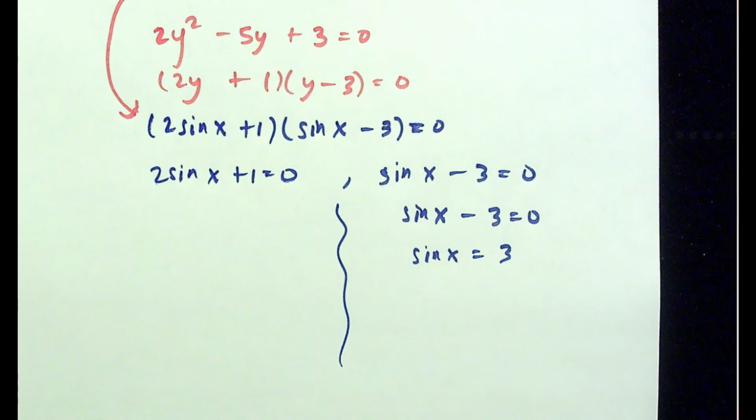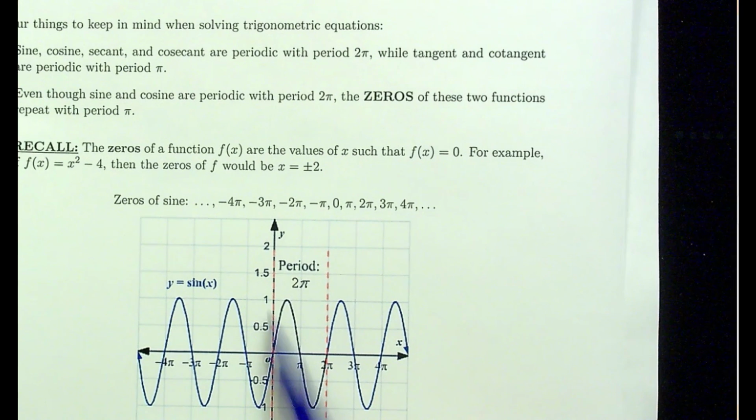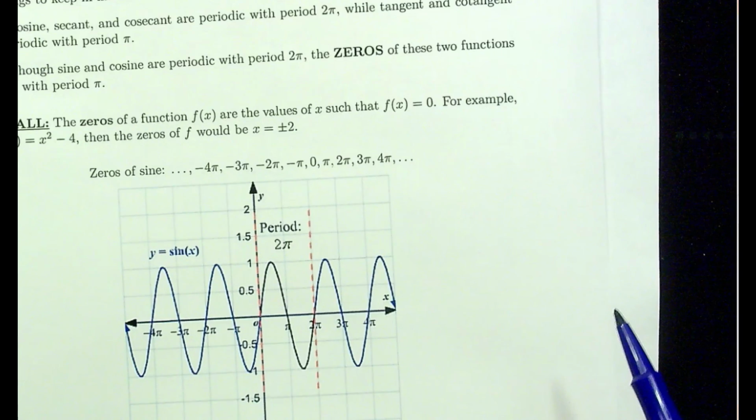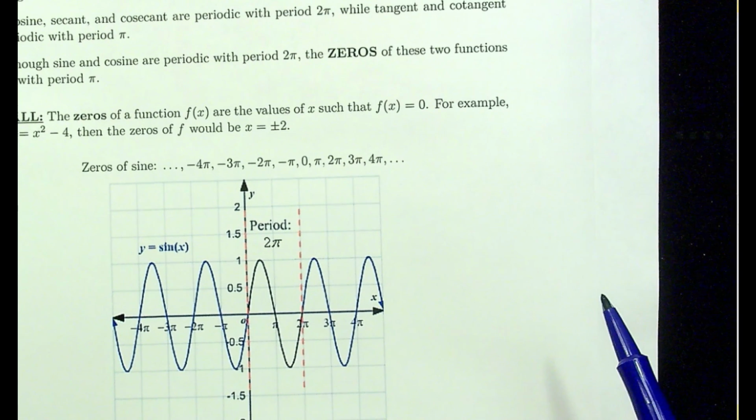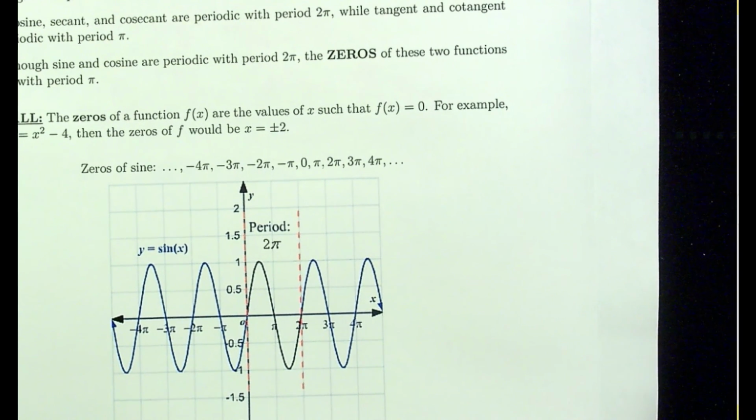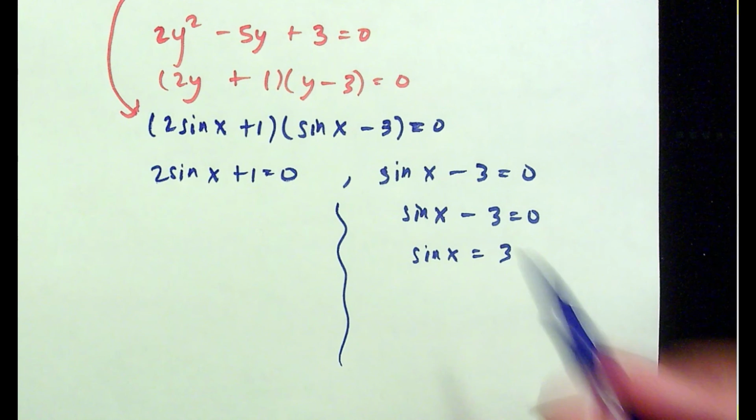And this has no solution because sine of x, no matter what angle you put in there, is always between negative 1 and 1. Remember the graph? It is always between negative 1 and 1. So that means you could never have sine of x equal to 3. That's impossible. So that means this has no solution.